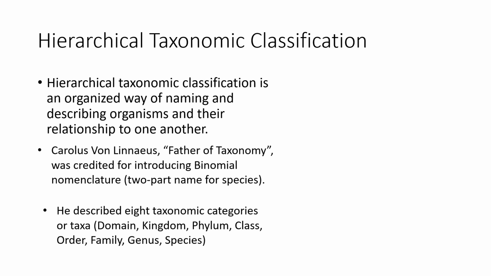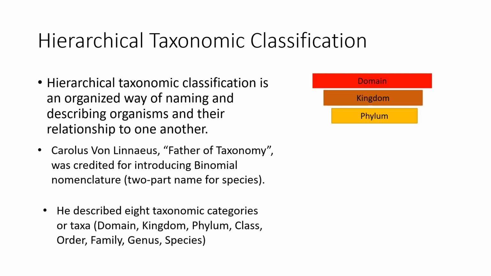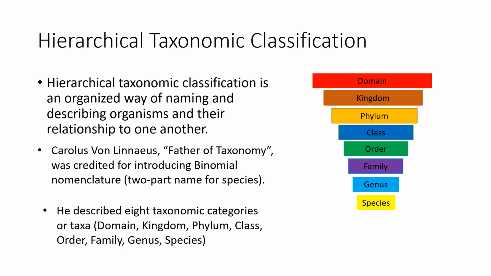Carolus Linnaeus described 8 taxonomic categories or taxa such as domain, kingdom, phylum, class, order, family, genus, and species. And the importance of this hierarchical taxonomic classification is that it allows us to easily identify a species on Earth.